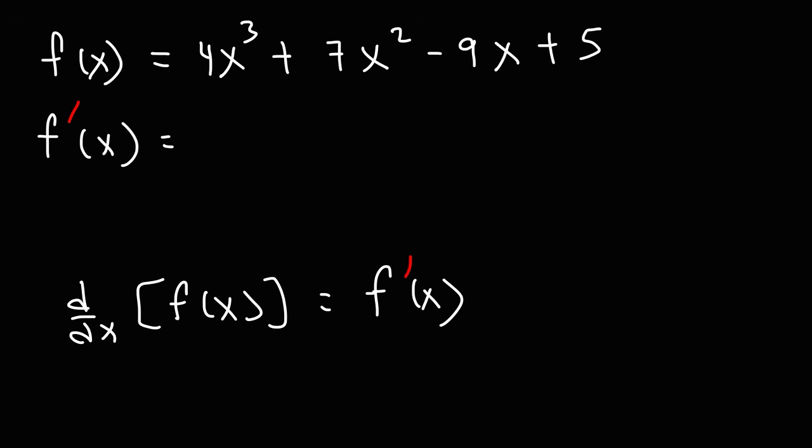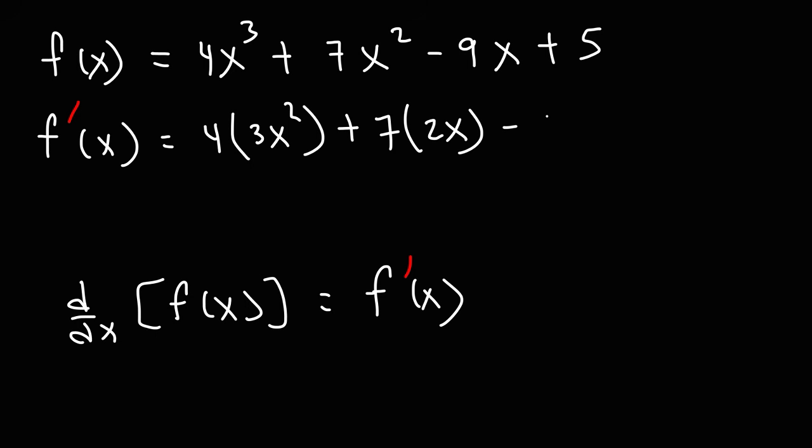So for this problem, we just got to take it one step at a time. First, let's find the derivative of 4x cubed. It's going to be 4 times the derivative of x cubed, which is 3x squared. And then next, we need to find the derivative of 7x squared. So it's going to be 7 times the derivative of x squared, which is 2x. Now, what about the derivative of negative 9x? What is that equal to?